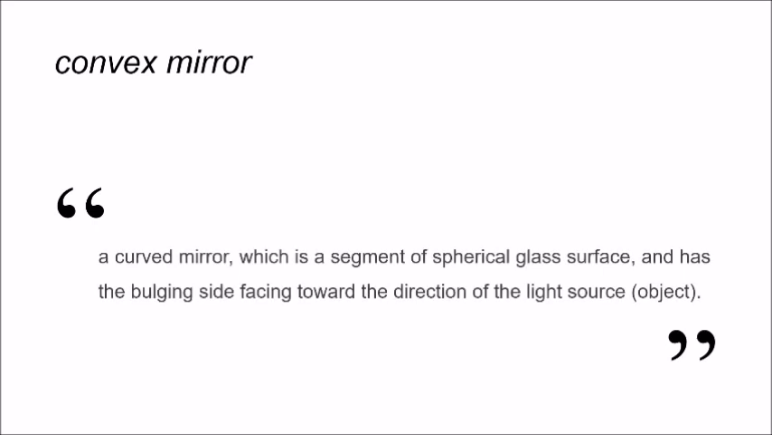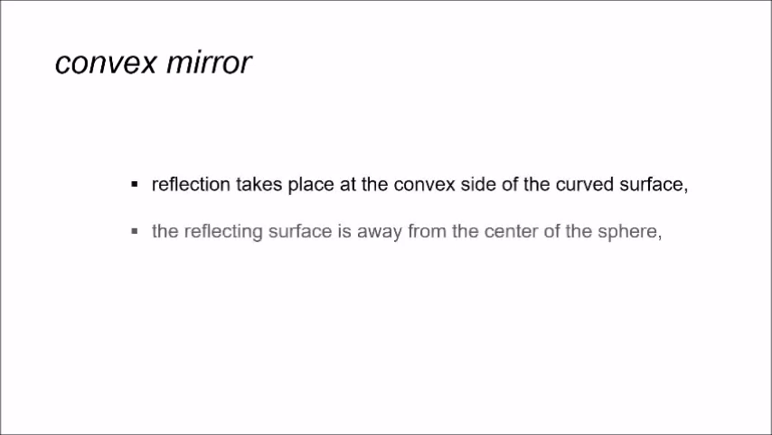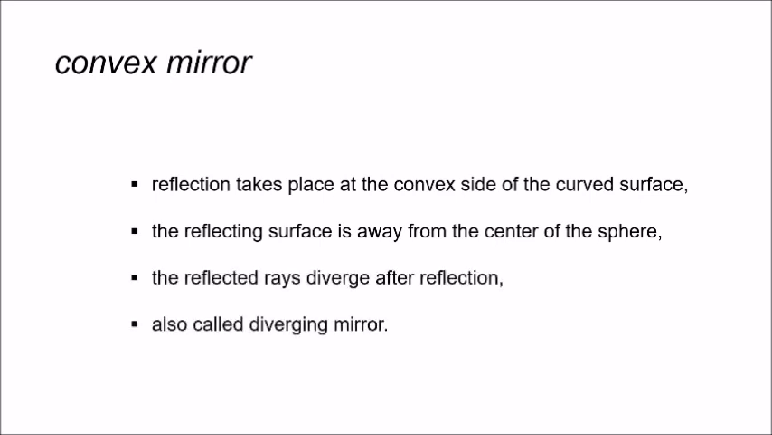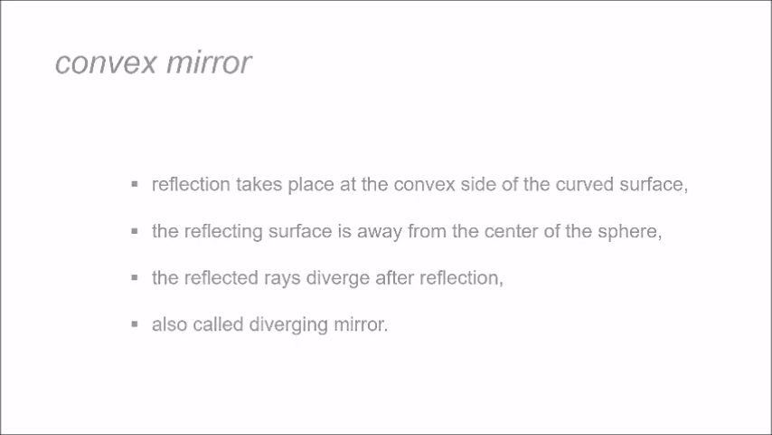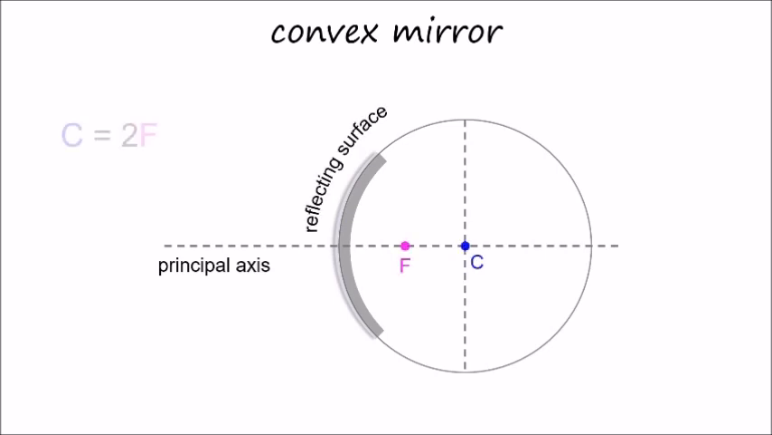A convex mirror is a curved mirror, which is a segment of spherical glass surface and has the bulging side facing toward the direction of the light source, the object. The distance between the pole and the focal point, denoted by F, is called the focal length of the mirror.